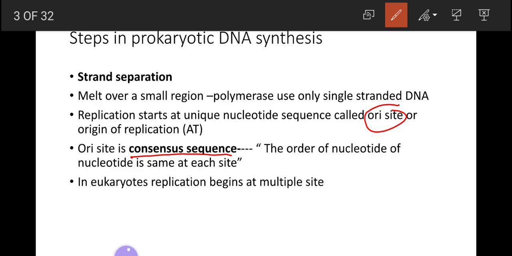This ori site sequence is made of AT rich segments, because between A and T there are only two hydrogen bonds, and the melting of the AT rich segments is comparatively easy. In the prokaryotes there is a single ori site, and in the eukaryotes the replication begins at multiple sites.